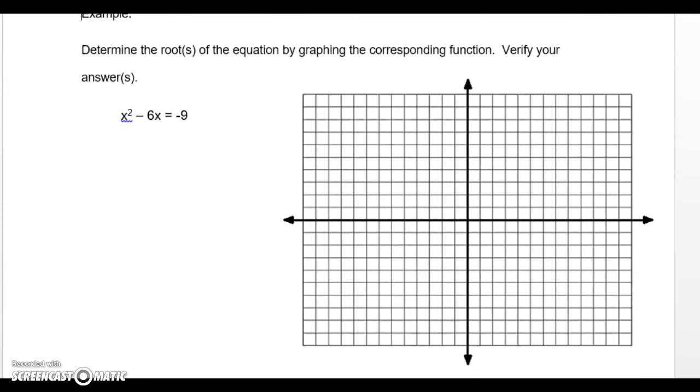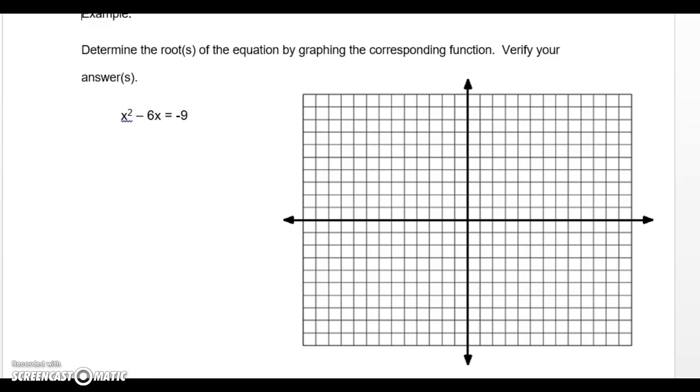Now we're going to do example number 1 from lesson 4.1. Here we're going to determine the roots of the equation by graphing the corresponding function. Then we can verify our answers. In this equation, we have x squared minus 6x is equal to negative 9. And as we were talking about, our first step here is to graph.